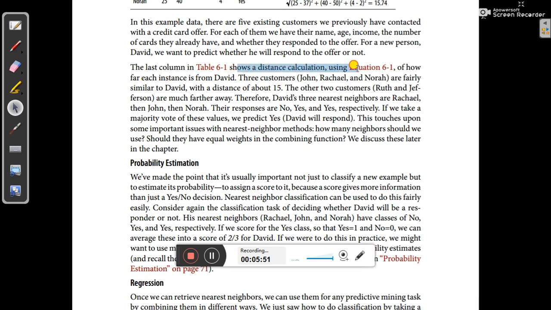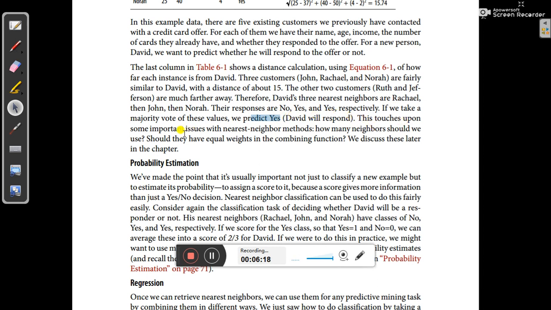So a distance calculation using the features for each instance from David shows three customers are fairly similar to David, with a distance of about 15. The other two customers, Ruth and Jefferson, are much further away. Therefore, David's three nearest neighbors are Rachel, John, and Nora. Their responses are no, yes, yes, respectively. If we take a majority vote of these values, we predict yes.